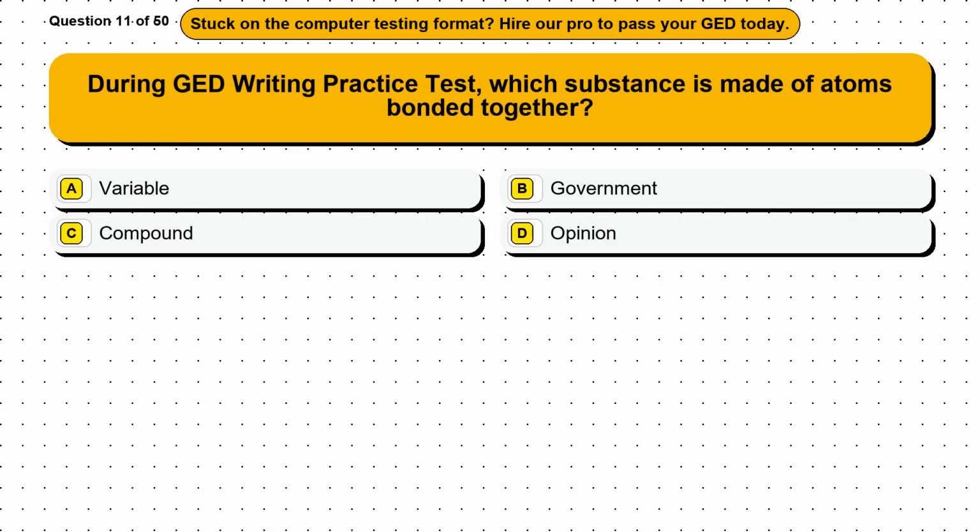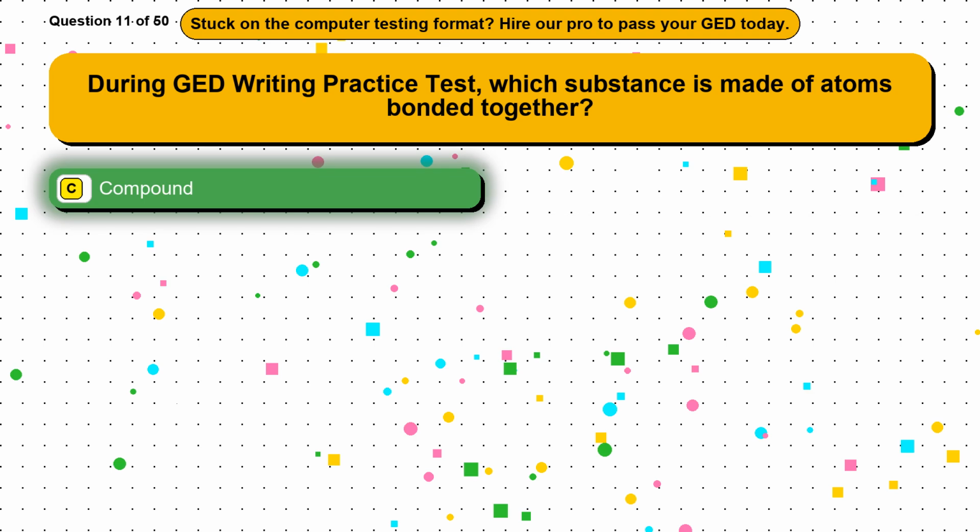Question 11. During GED Writing Practice Test, which substance is made of atoms bonded together? Option A variable. Option B government. Option C compound. Option D opinion. The correct answer is option C, compound.